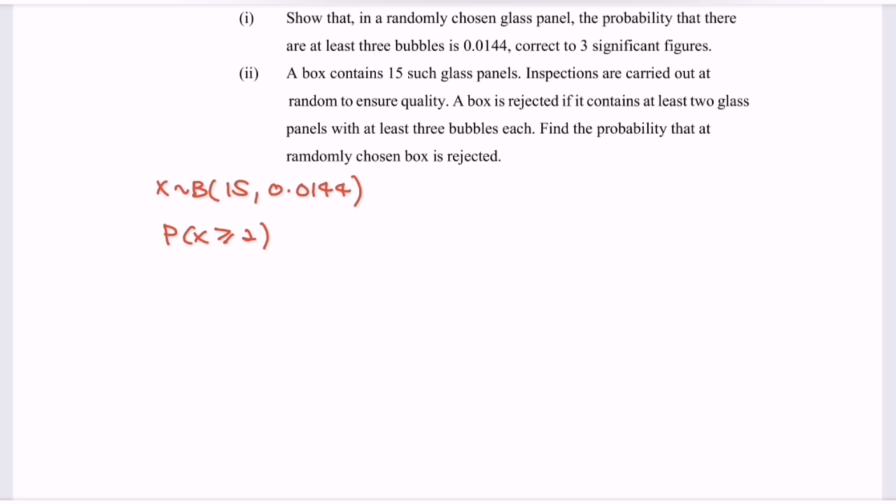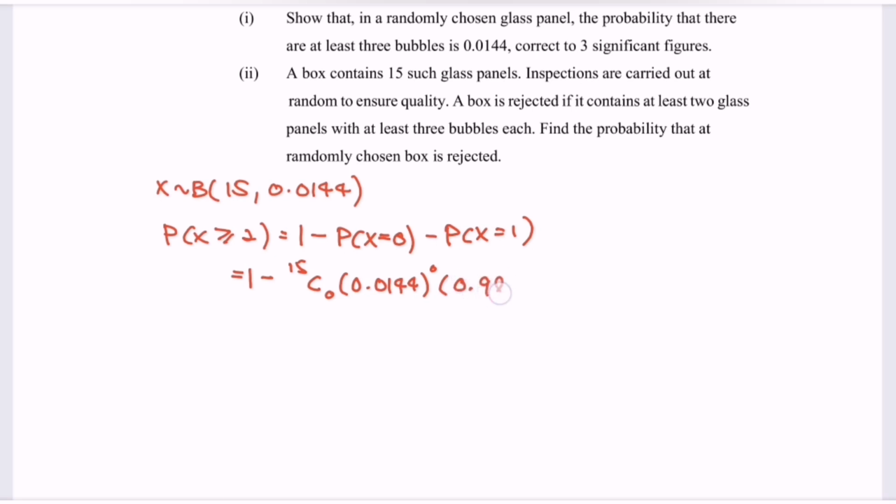So what we can do is make use of the formula where we have 1 minus the probability that X equals 0, minus the probability that X equals 1. So kindly substitute the situation. 1 minus 15C0, 0.0144 to the power of 0, and then we have the q, 0.9856 to the power of 15, minus 15C1, 0.0144 to the power of 1, 0.9856 to the power of 14.